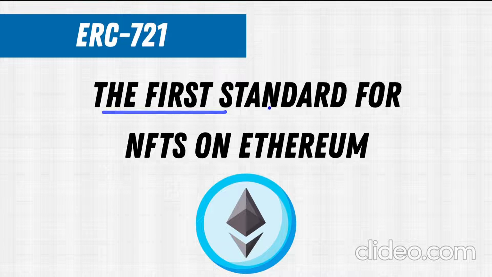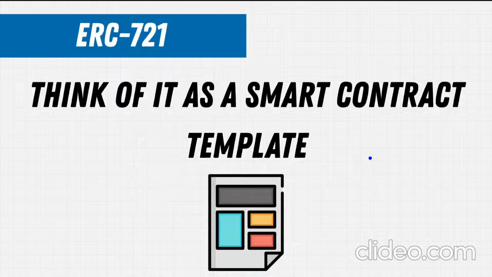It is the first standard for NFTs on Ethereum. So it's the first type of smart contract, or standard of smart contract rather, that was used for NFTs on Ethereum. Think of it like a smart contract template. It basically outlines all of the rules that need to be followed for NFTs on Ethereum as a smart contract. Now you can extend upon this. You could even change it.